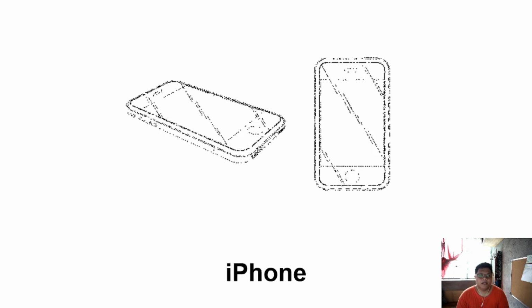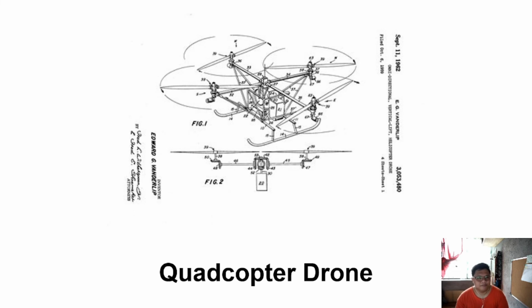iPhone. It's a patent and it's granted to Steve Jobs or the Apple company. The design of the iPhone cannot be copied by other tech companies. Okay? So another, the quadcopter drone. It's a design of a drone patented to Edward G. Vanderflip. This one. Okay, so that is what we mean by patent.